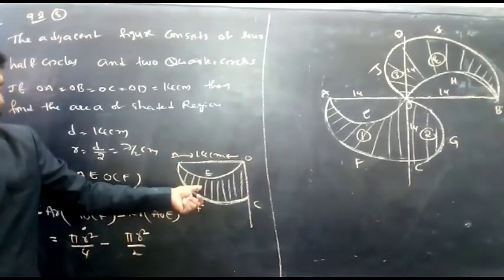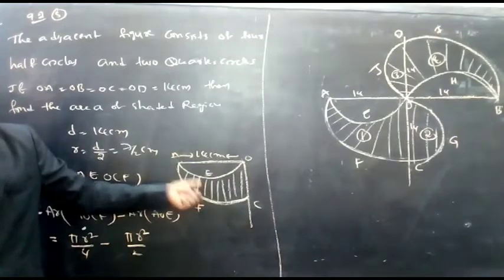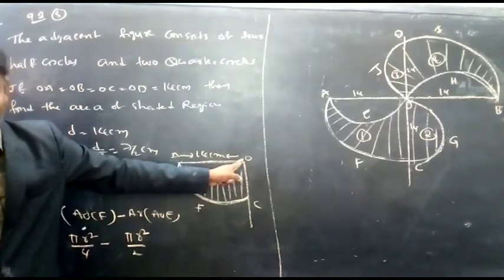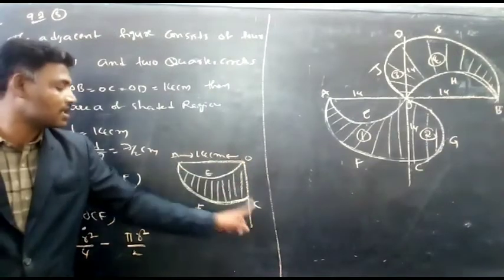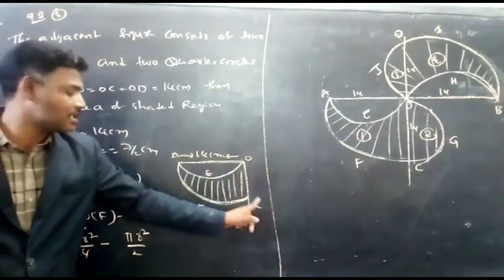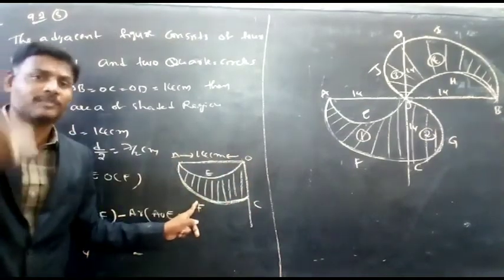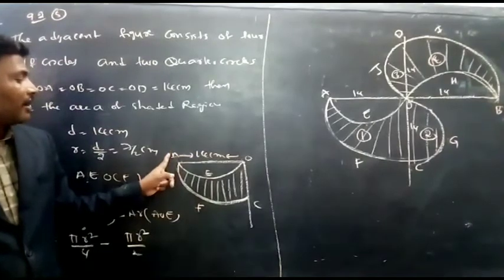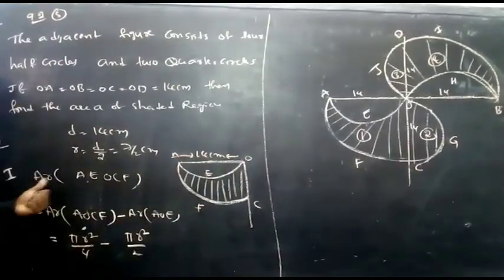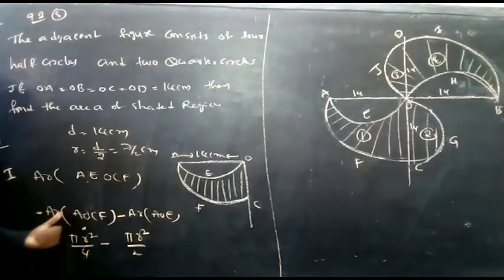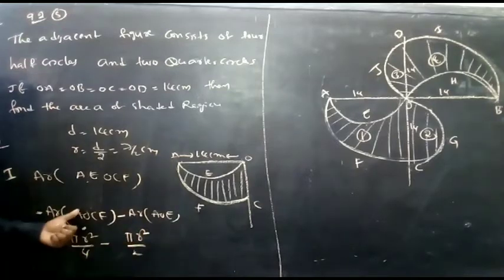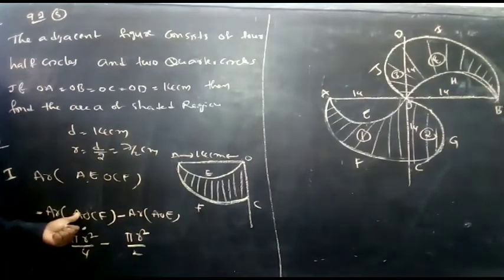To find the area of this part, you have to subtract the AEO semicircle from AOCF, the quarter of the circle. AOCF is a quarter part of the circle, and AEO is a semicircle. So what can we write? Area of AEOCF is equal to area of AOCF minus area of AOE.